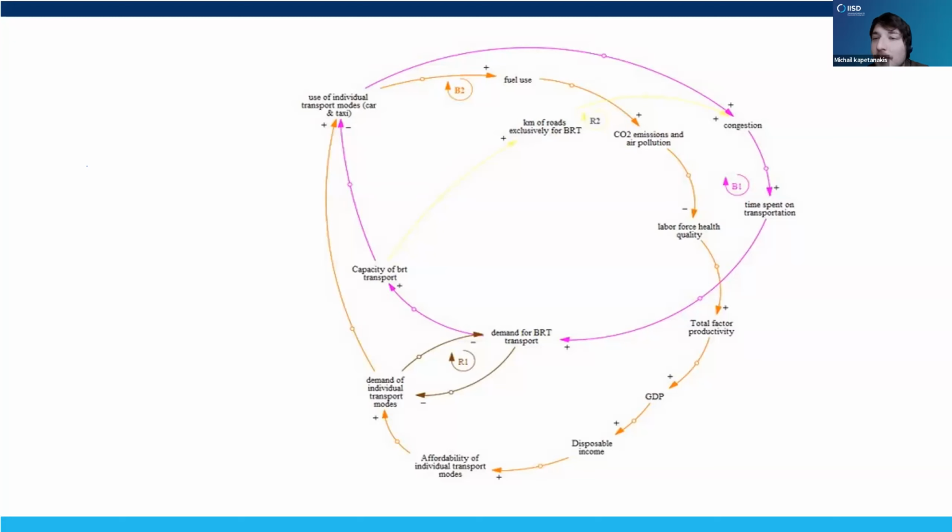So we try to basically model different scenarios. Some scenarios can be positive. In this case, investing in more BRT infrastructure will be a positive kind of result. But as more people have more money because of GDP benefits, they might also buy more, use more individual transport modes.